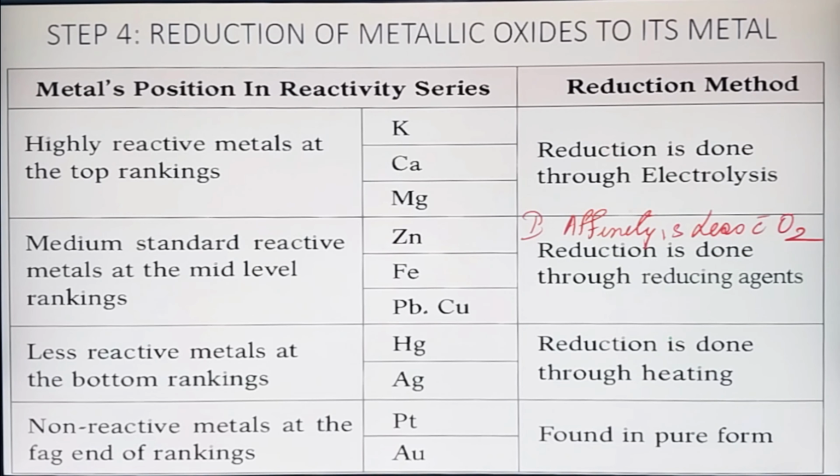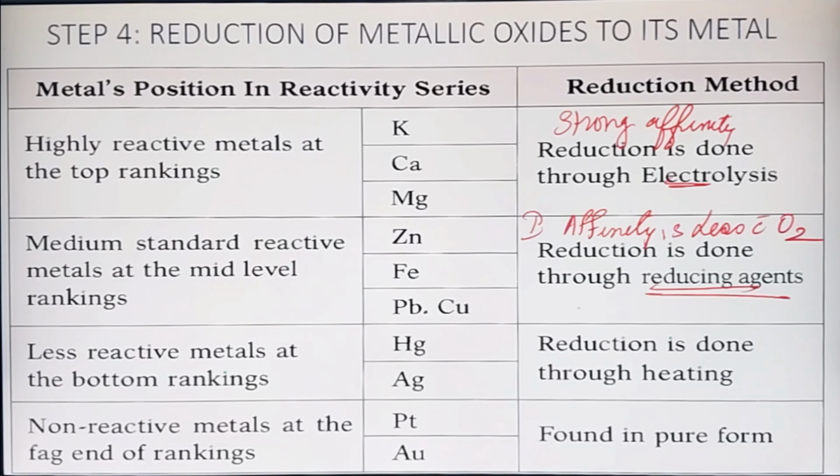So I need not apply the costliest method. The costliest method is electrolysis. I will do it for those elements which have a strong affinity. Whereas the middle ones do not have that strong an affinity. Their affinity is less. So how will I do it, children? I do it with the help of reducing agents.